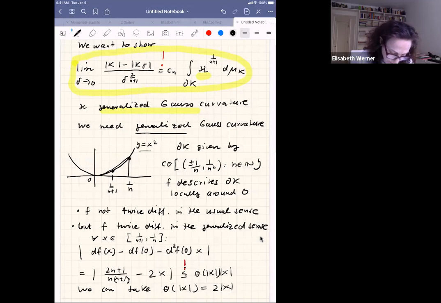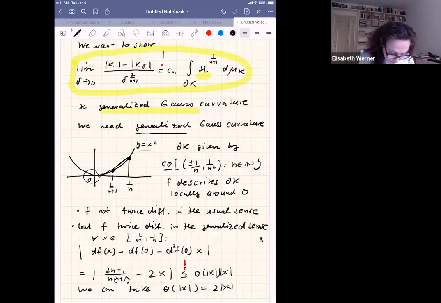So the boundary of the convex body was given by looking at the convex hull of the points plus or minus 1 over n, 1 over n squared for n in N. That is, we look at those points on the curve and take the convex hull, and we keep doing that. Then let's call the function that describes the boundary of this convex body locally around zero f. I hope I convinced you that f is not twice differentiable in the usual sense at zero, but f is twice differentiable in the generalized sense around zero.